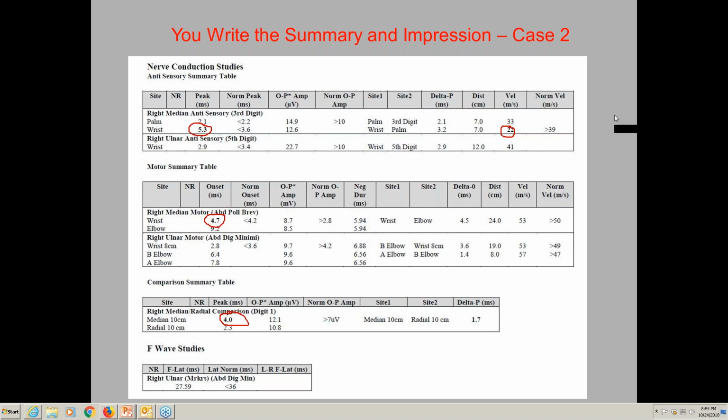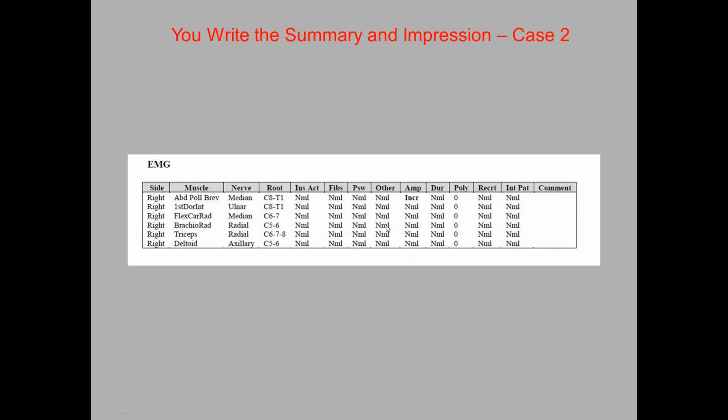Okay. Nerve conduction. I'm sorry, EMG. So per Mark, it would be all muscles examined exhibited normal insertional activity, electrical silence at rest, and normal motor unit configuration and recruitment. Except.